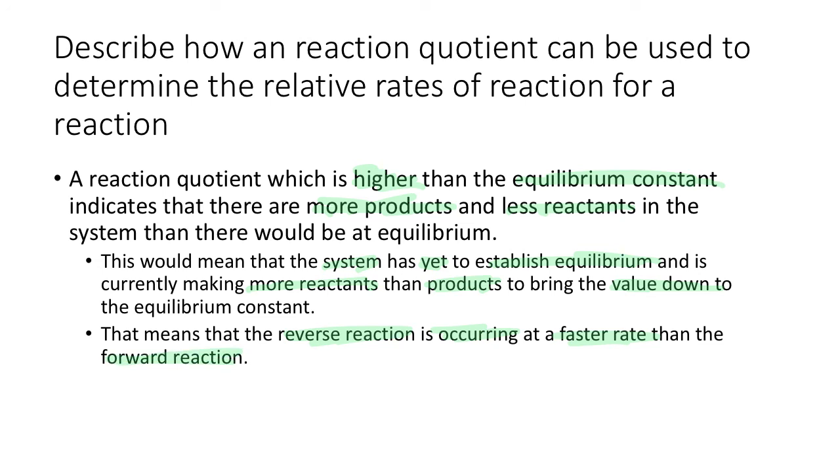So the reaction quotient uses the same equation as the equilibrium constant, it's just that the number you get is at a time when it's not at equilibrium, and you can compare it to the equilibrium constant to say which way the reaction is going. It's useful for working out which way things are going, remembering that not all systems are at equilibrium.